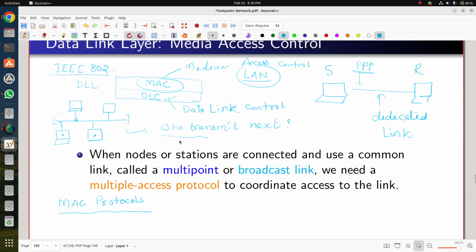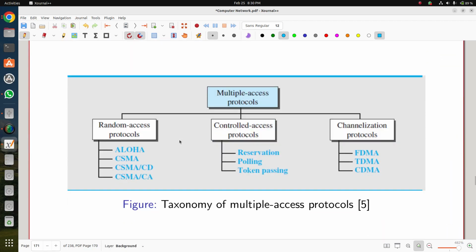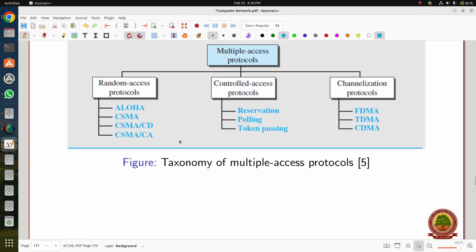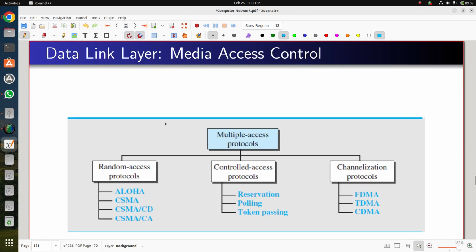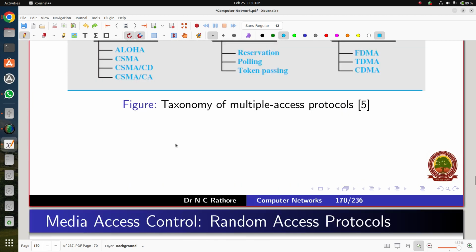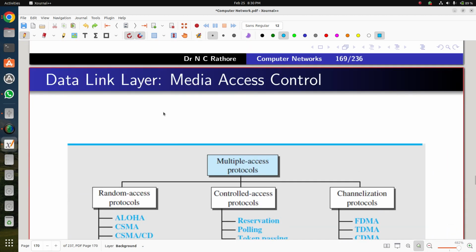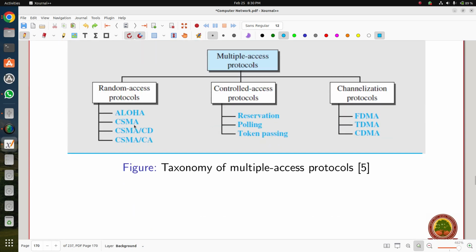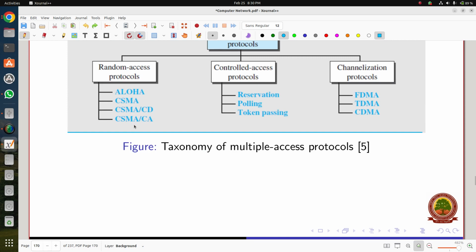Did I get a page? Oh, empty pages, it is not inserted. Okay, so let's do one thing. Any question at this point?